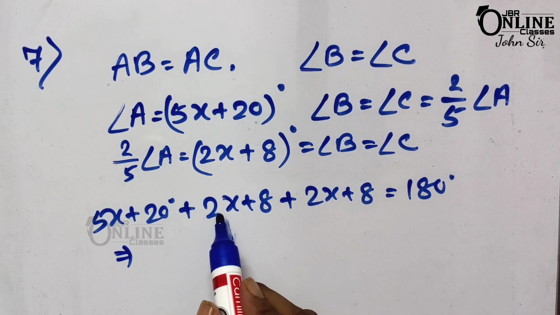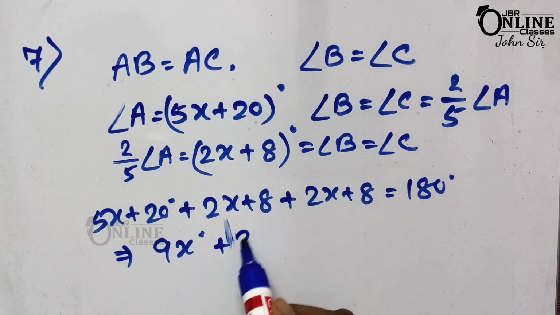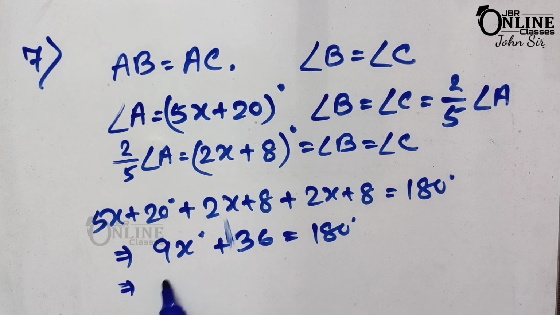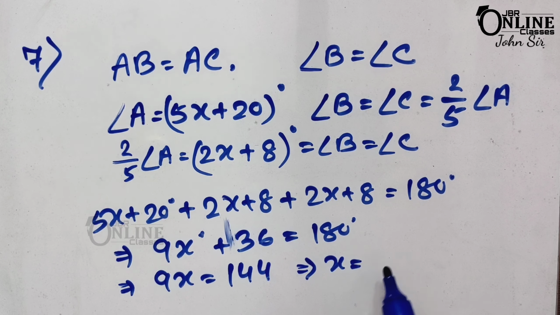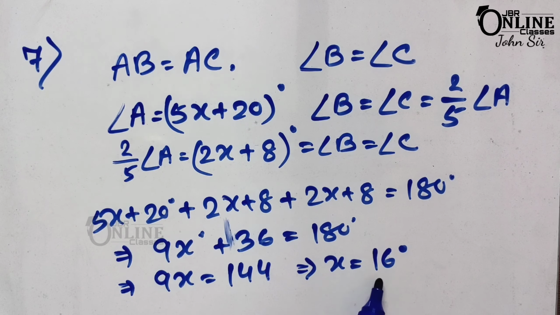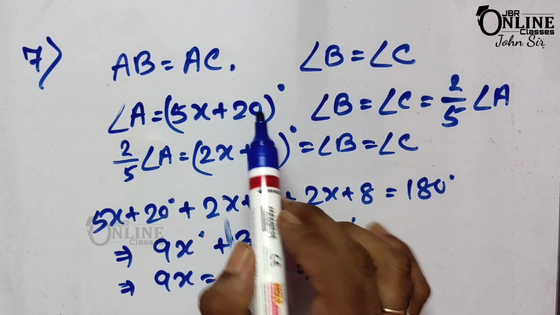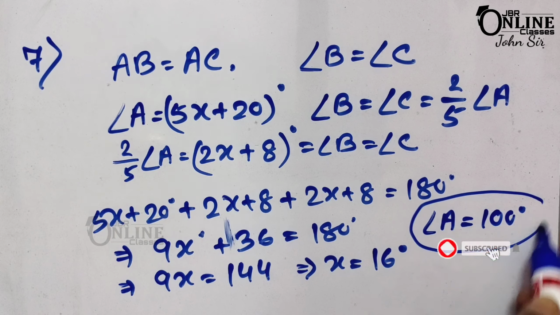So here 5x, 7x, 9x, plus here 20 and 8, 28, so 36, and that equals 180 degrees. Okay, so that means 9x equals 180 minus 36, that equals 144. So from that x equals 16 degrees. Now you have to find out the value of A. So if x equals 16, then 5 into 16 equals 80, 80 plus 20 equals 100. So angle A equals 100 degrees. This is your answer.